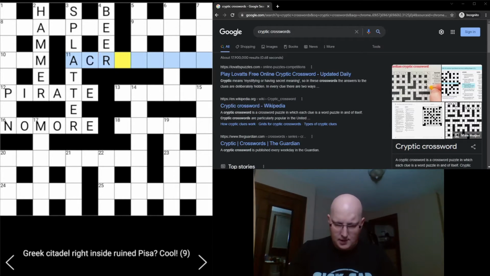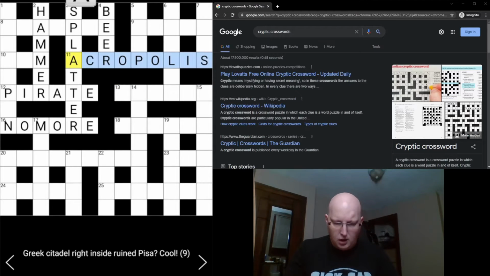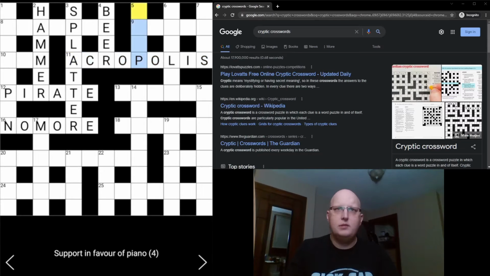Acropolis. So in this case, citadel doesn't mean a building. It means like a fortification. And if you put the letter R inside the letters of Pisa, you get Acropolis. Notice how Pisa is in Italy, obviously, and we're talking about a Greek citadel, which Acropolis is in Athens. Well, there are acropoli in various places, but presumably the one they mean is the one in Athens. So yeah, cryptic clues can try to lead you down the wrong path that way with their plain reading.